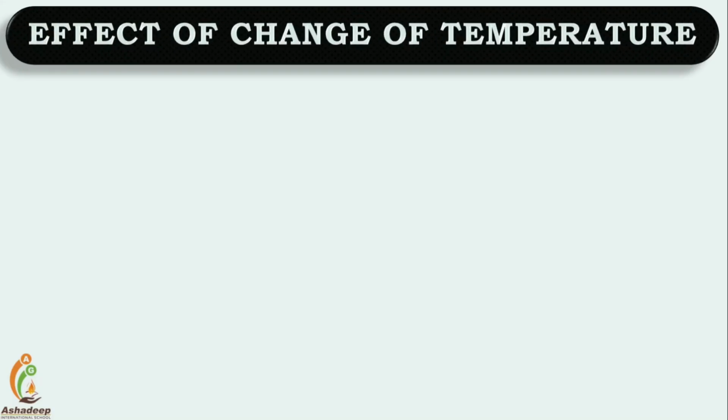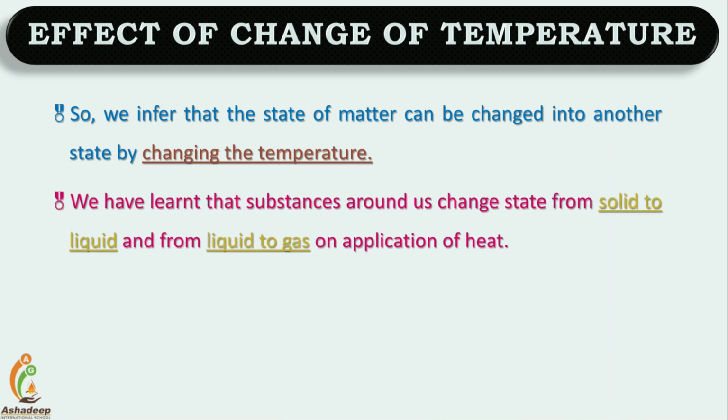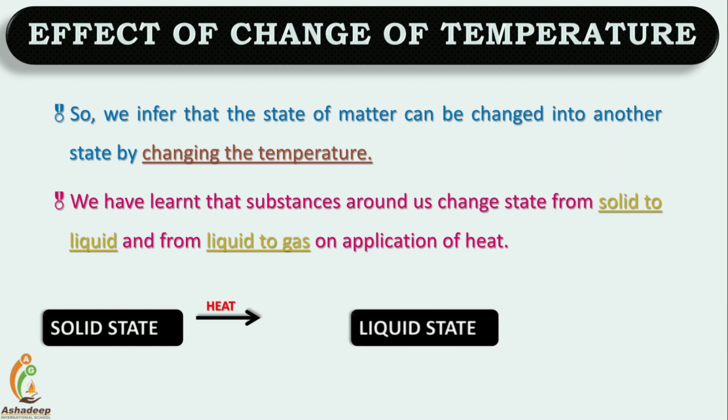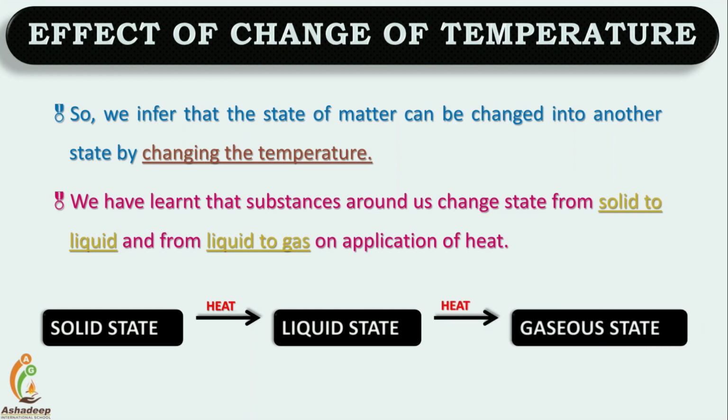Effect of change of temperature. So we infer that a state of matter can be changed into another state by changing the temperature. So now we come to know that when you change the temperature, solid can be converted to liquid and liquid to gas. We have learned that substances around us change state from solid to liquid and from liquid to gas on application of heat.